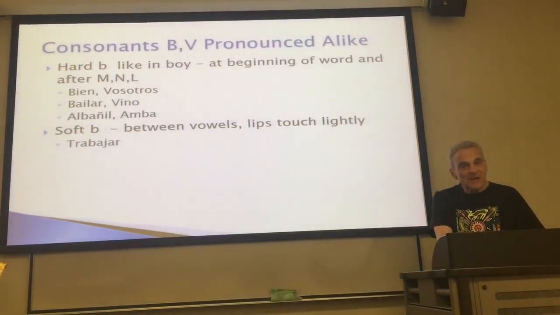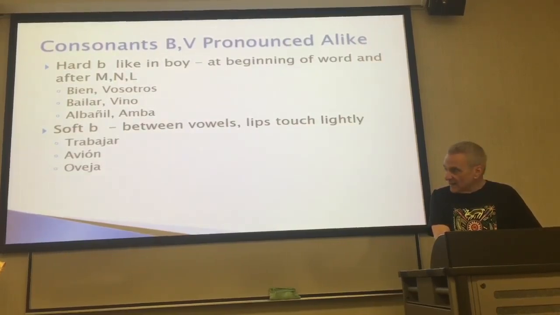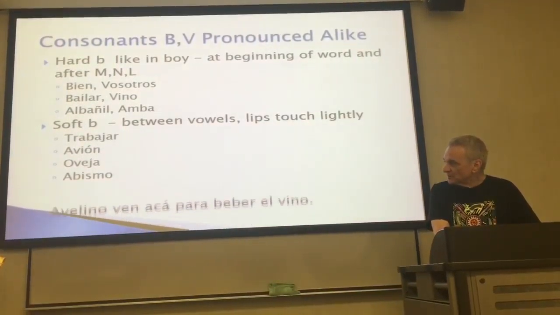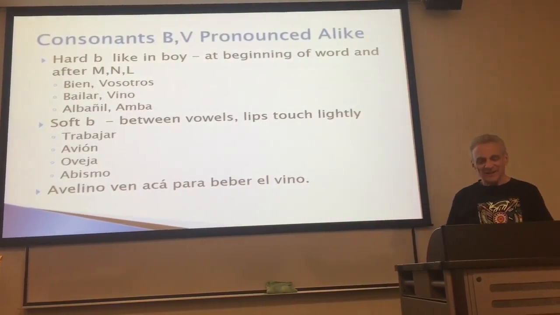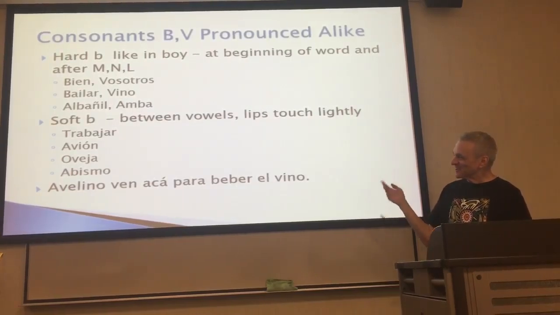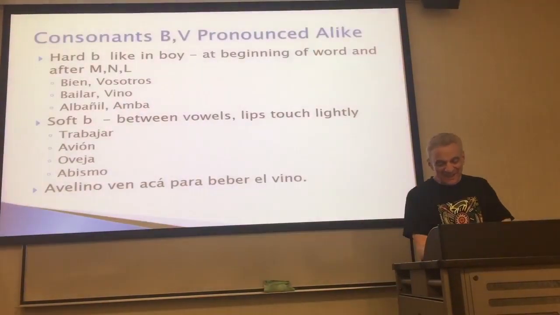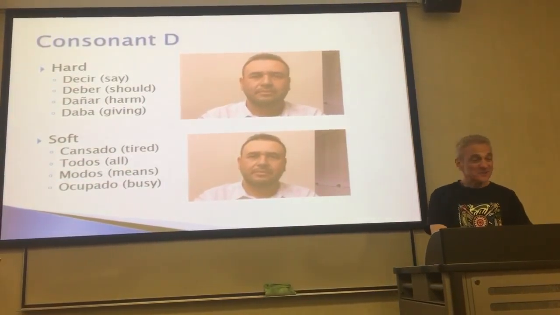So it's trabajar, avión, oveja, abismo, abrir, para beber. For the next sentence, I will select a Latino person in the group to read them, because we're going to get into some trabalenguas a little bit later. So those are tongue twisters.